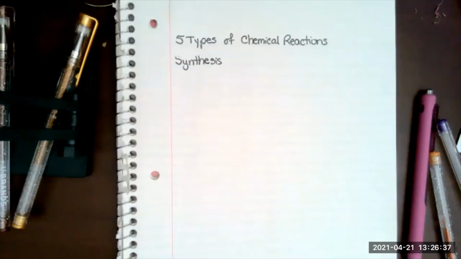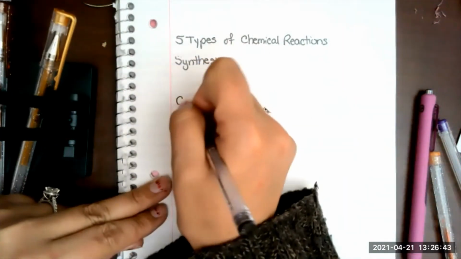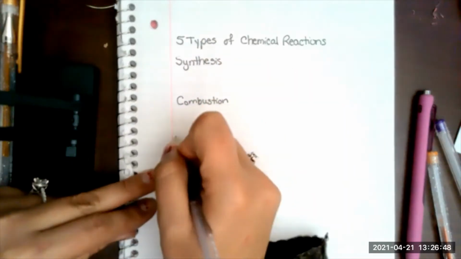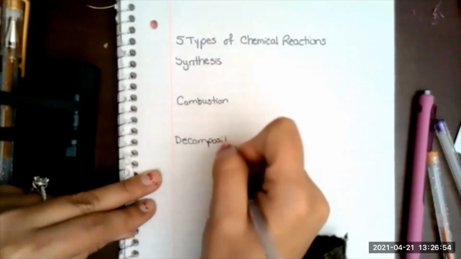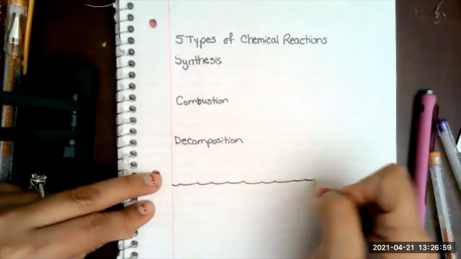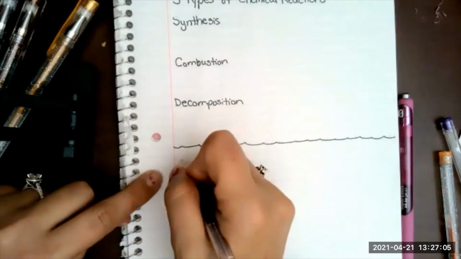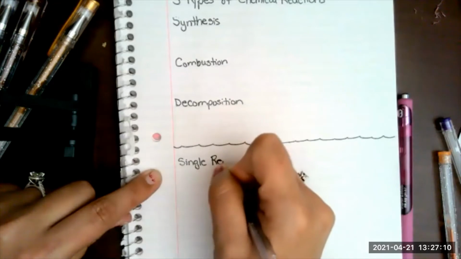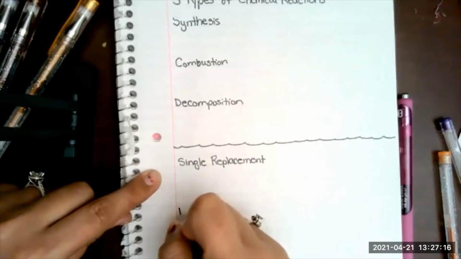So as I said, there are 5 types of chemical reactions. There's synthesis, combustion, decomposition, and then I'm going to put a little line here, because when we talk about single and double replacement reactions, the color coding gets a little different. And then we have single replacement, and double replacement.